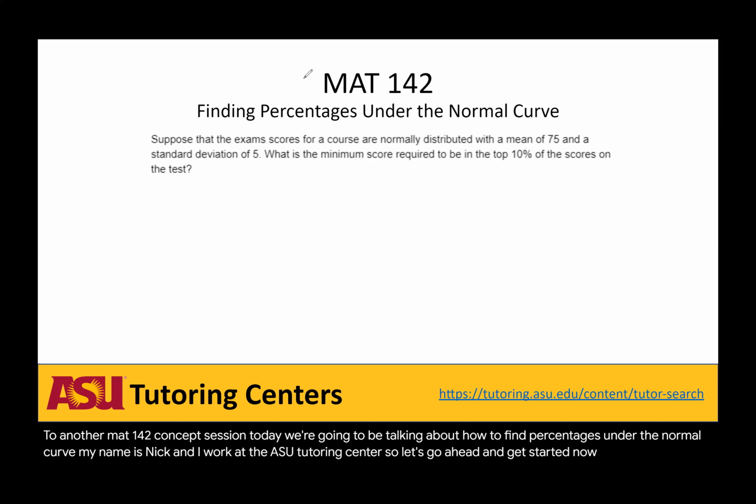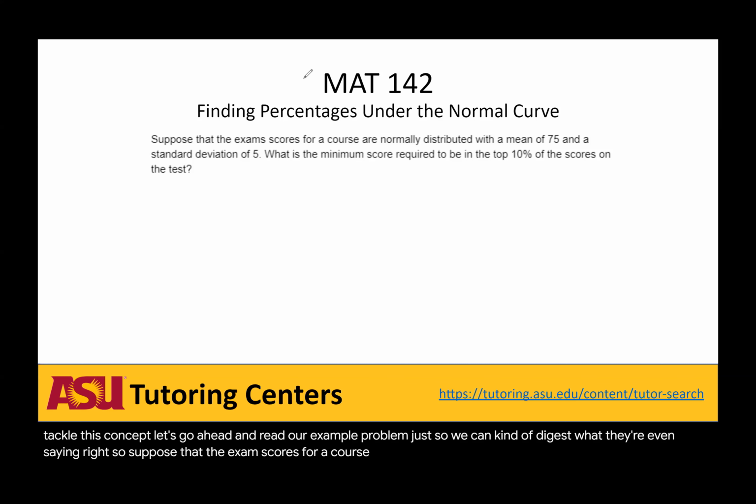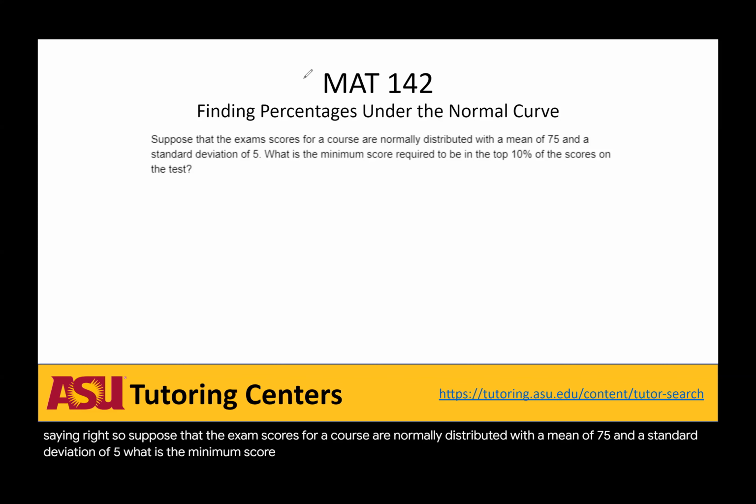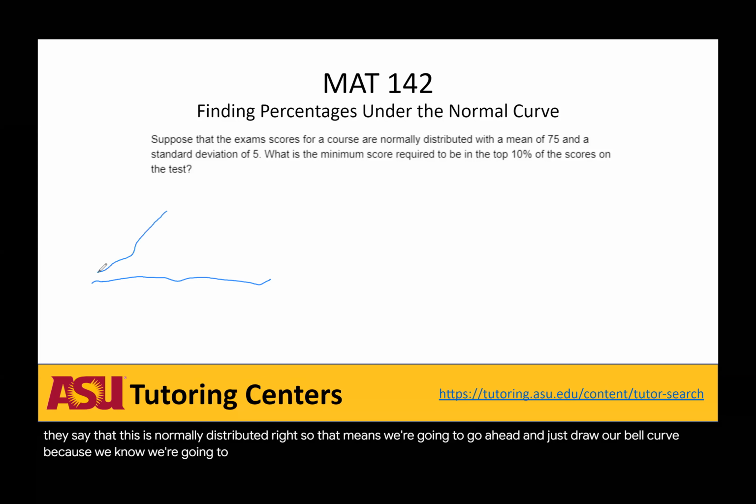Now, before we even tackle this concept, let's go ahead and read our example problem just so we can digest what they're even saying, right? So suppose that the exam scores for a course are normally distributed with a mean of 75 and a standard deviation of 5. What is the minimum score required to be in the top 10% of the scores on the test? Now, first thing that stands out to me is that they say that this is normally distributed, right? So that means we're going to go ahead and just draw our bell curve because we know we're going to need it, right? Next, they say that it has a mean of 75 and a standard deviation of 5.